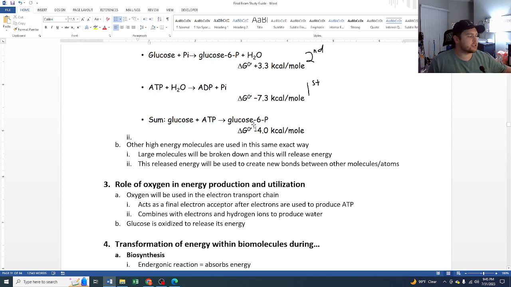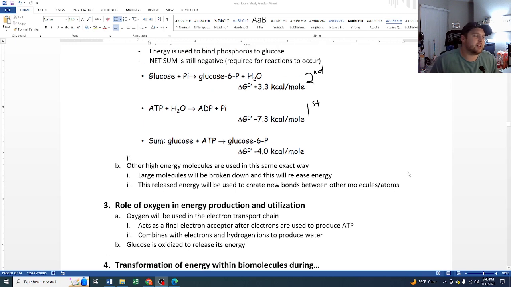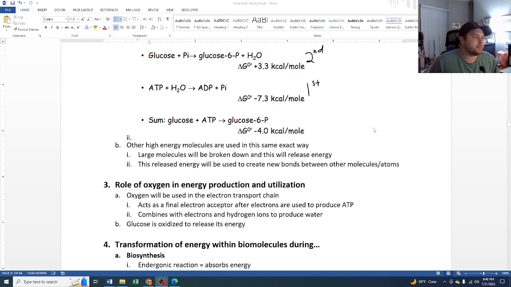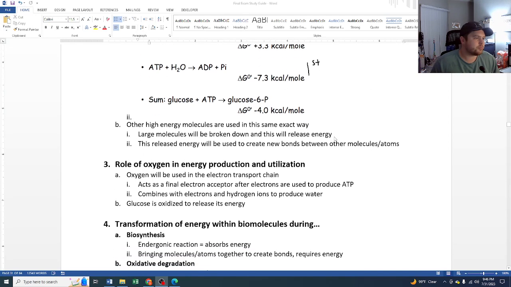And we should always see the sum. The sum should always be negative for these different multiple step reactions. And it's negative because you have the energy coming from the breakdown of the ATP. So we absorb less energy than we release out in the total steps.